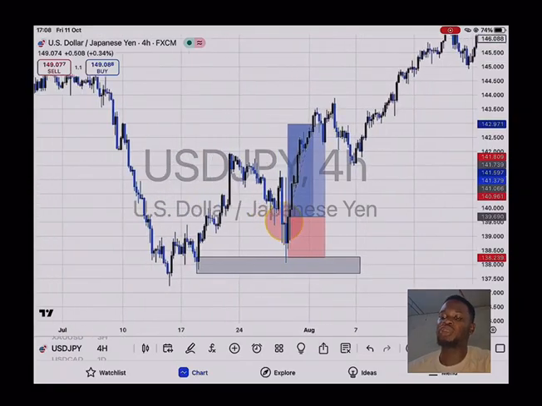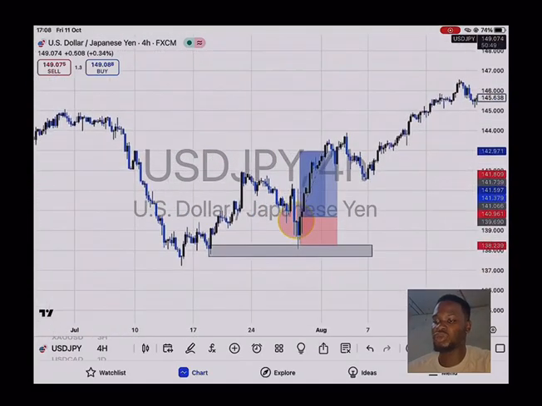So if you see such candlestick patterns on support zones, you know that is a valid entry for a buy. You understand?